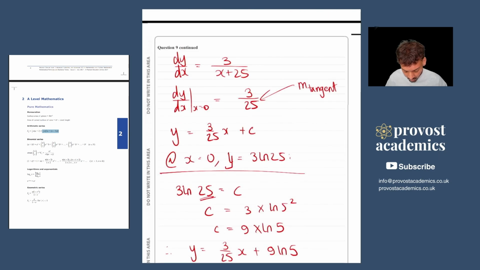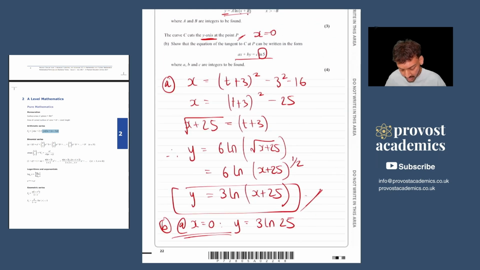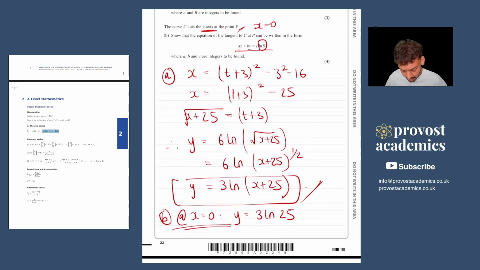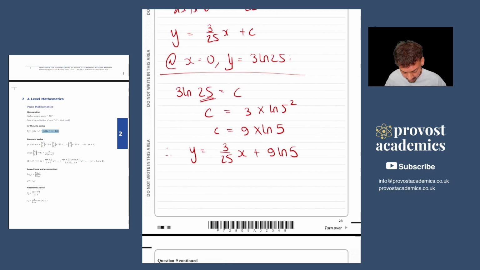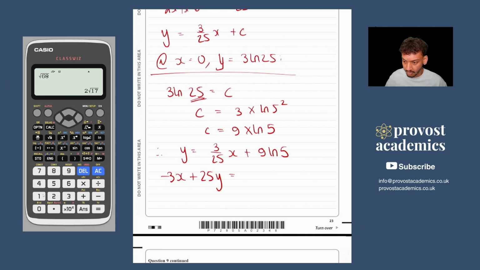And what do they want? What format? Okay, so they want it in terms of ax and by, so they want all the x's and the y's on one side. So if I times everything by 25 and bring over the x, I get minus 3x plus 25y. And what's 9 times 25? I have a feeling it's 125 if I'm not wrong. 9 times 25, 225, my bad. So 225 ln of 5. Okay, cool. So that's the answer for that one.